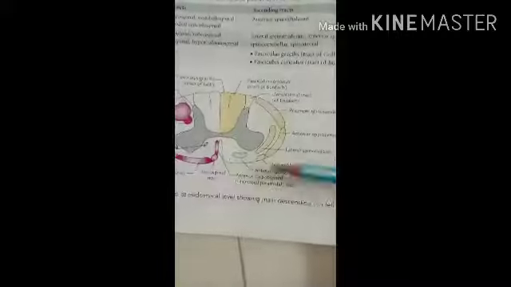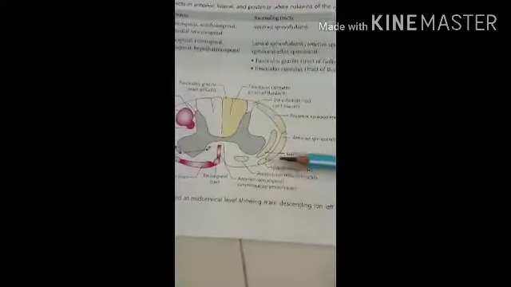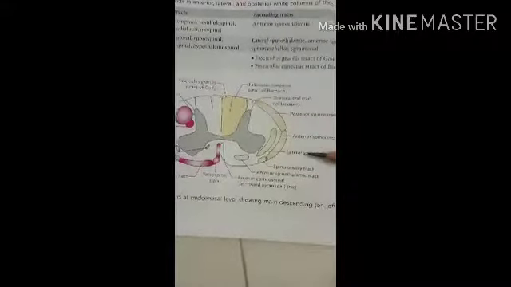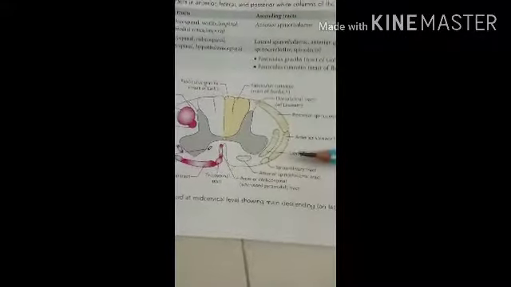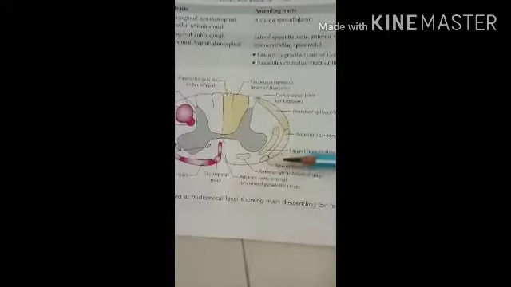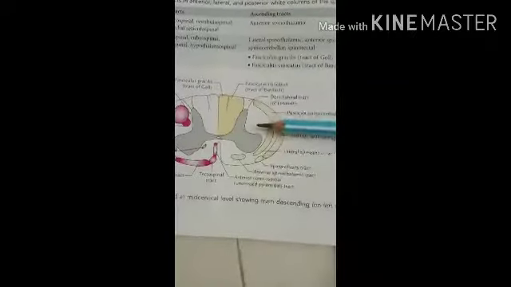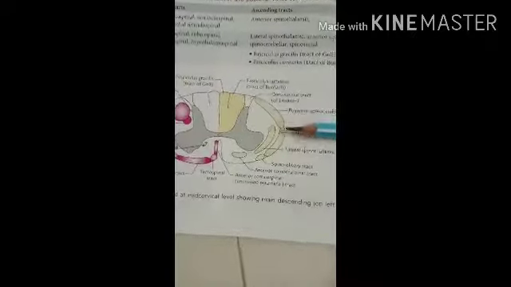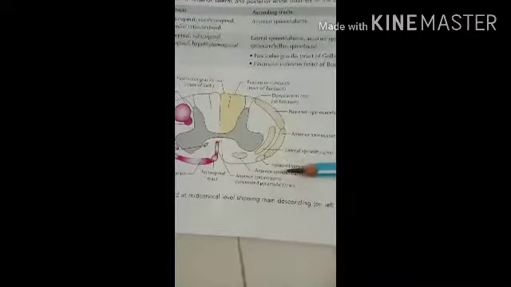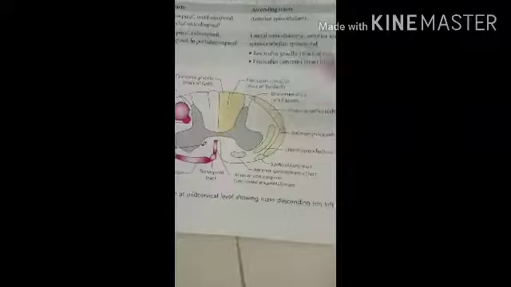Then the anterior spinothalamic tract. The fibers carry crude touch and pressure. It starts from the posterior gray column of the opposite side, joins the medial lemniscus in the brain stem, reaches the ventral nucleus of the thalamus, and ends in area 3, 1, 2 of the cerebral cortex.